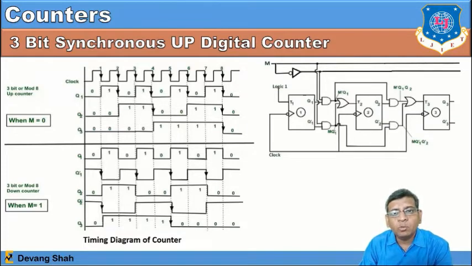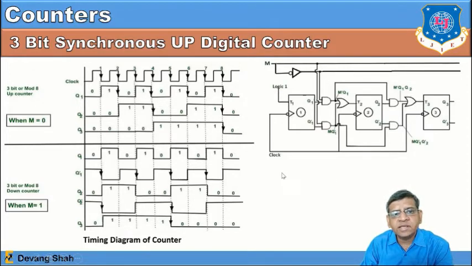So in this toggled condition, you can observe the Q1, the first stage of Q1, when M is equal to 0, Q1 is 0, Q2 is 0 and Q3 is 0. So this is an up counter and the next count will be 001, 010, 011, likewise up to 111, right?